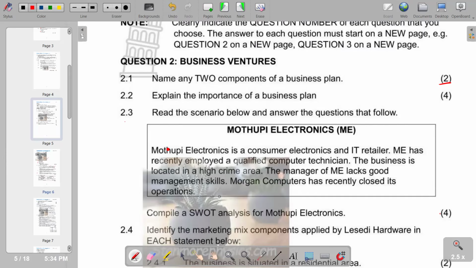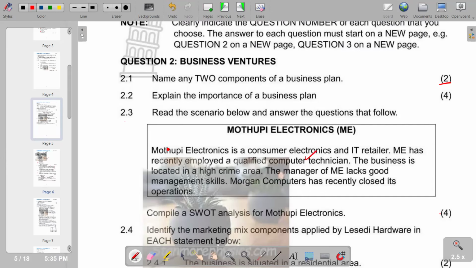This is our 2.3. So SWOT analysis, remember, S stands for strengths, W for weaknesses, O for opportunities, and T for threats. We have to identify the strength in terms of the scenario we are given. We are told that the business has recently employed a qualified computer technician. So the qualified computer technician becomes a strength that the business has. Obviously, the qualified computer technician is going to positively contribute to the operations of the business, so it becomes a strength.